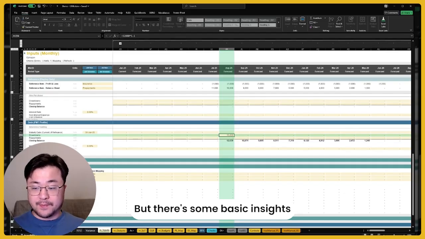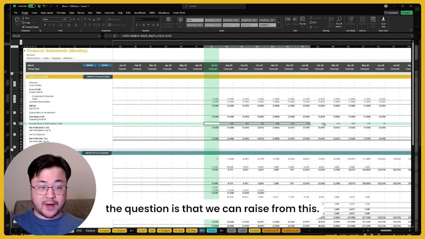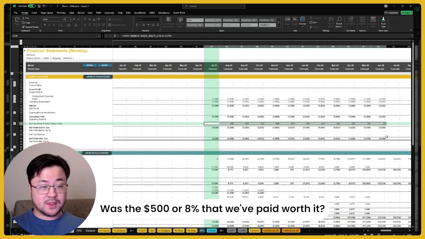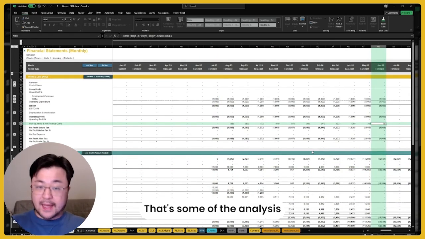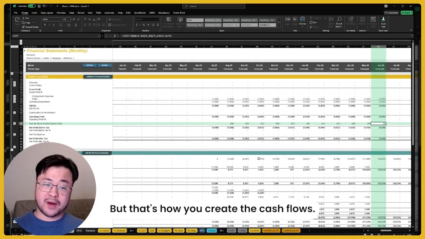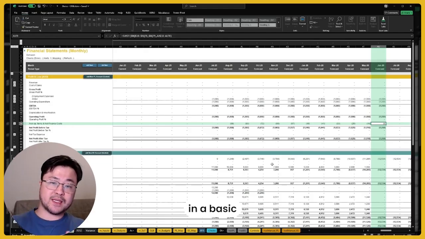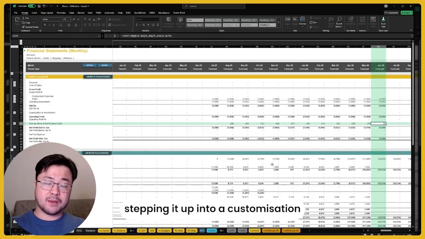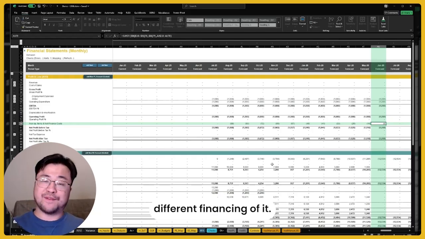But there's some basic insights and analysis. The question that we can raise from this is: was that worth it? Was the $500 or 8% that we've paid worth it? That's some of the analysis that needs to come from this. But that's how you create the cash flows. That's how you create the scenario of insurance in a basic core financial model, stepping it up into a customization, and then layering on top different financing of it.